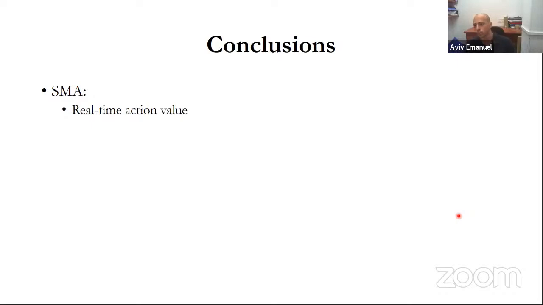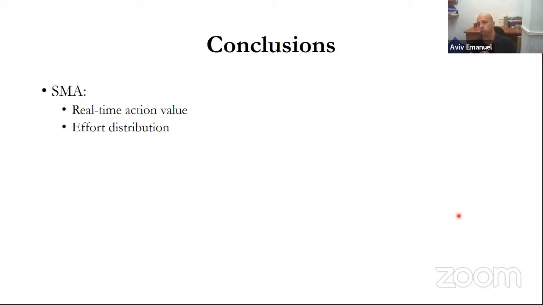So to conclude this short talk, we can say that the SMA is involved in real-time action value coding rather than discrete effort-cost decision-making. It changes over time, and inhibiting the SMA caused the value of effort, assumingly, to change to a larger extent.